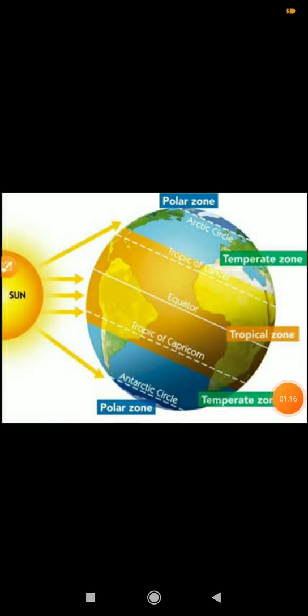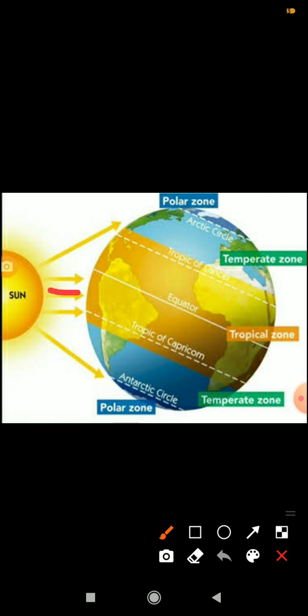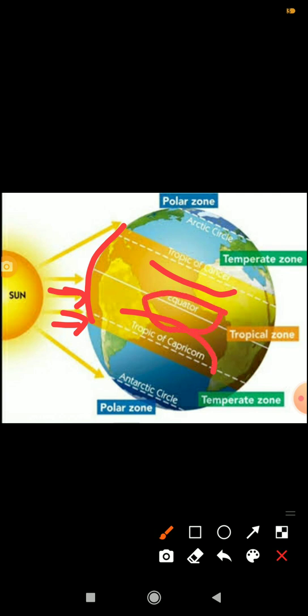The first is the torrid zone. In the torrid zone, the rays of the sun fall directly. This zone is between the Tropic of Cancer and the Tropic of Capricorn. As you can see in this picture, this region receives direct sunlight, and it is between Tropic of Cancer and Tropic of Capricorn. It also includes the equator region. This area receives the maximum heat, thus, it is the hottest or the warmest area on the earth.